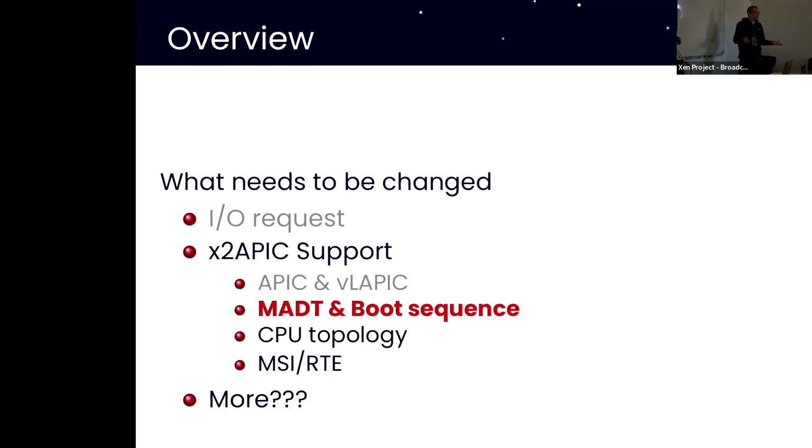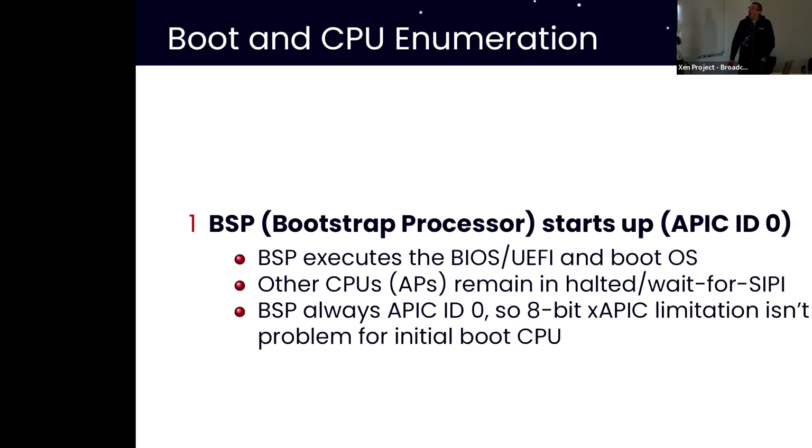So what is actually the problem? Because we have x2APIC support, and this virtualized APIC supports x2APIC, so there's no problem, right? But there's more to this, because we have the boot sequence and the MADT. How does it work when the system boots? There's the BSP, the boot processor, which starts up and usually has APIC ID 0, so we are fine. It never happens that the BSP has an APIC ID beyond that. It's usually 0, so there's no limitation. We don't have a problem with this one.